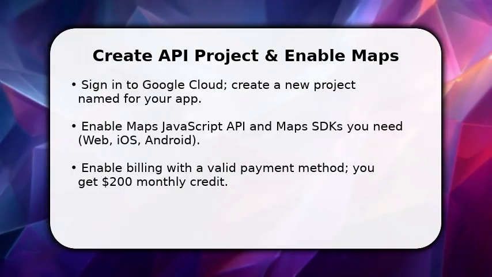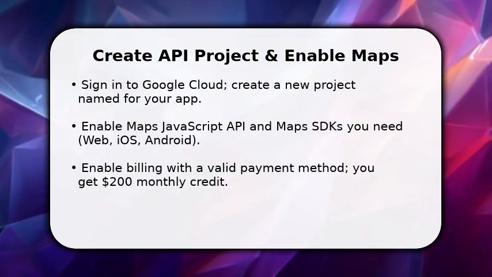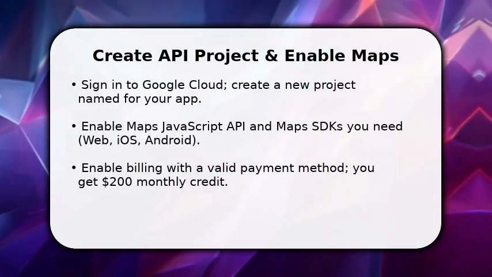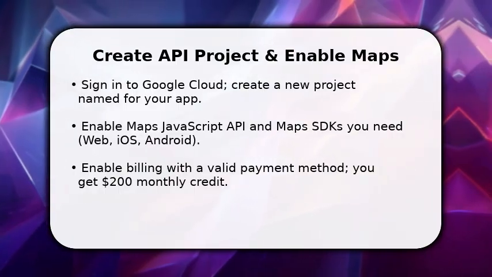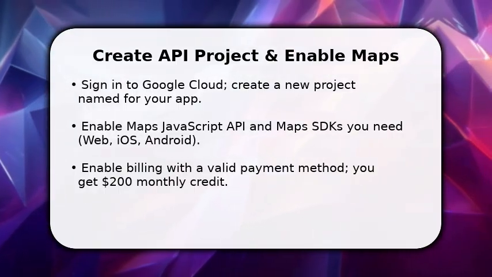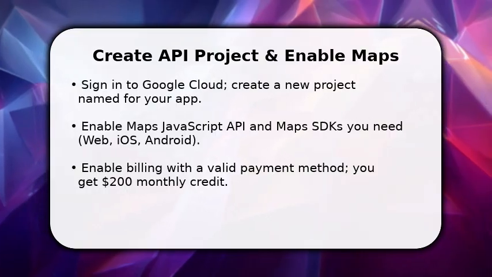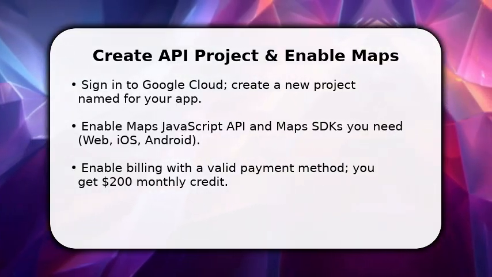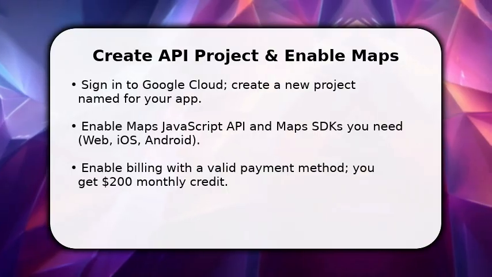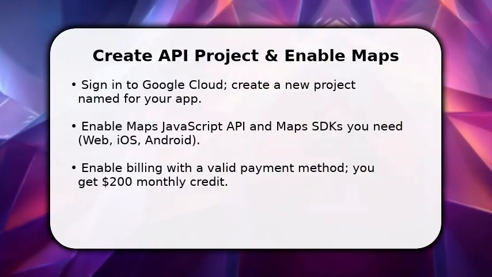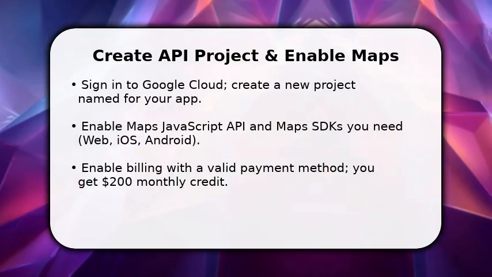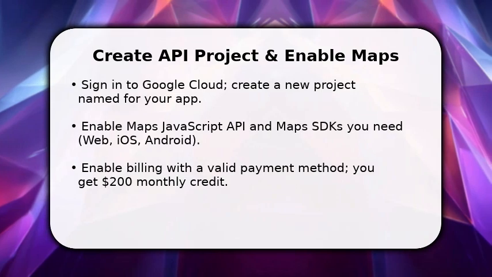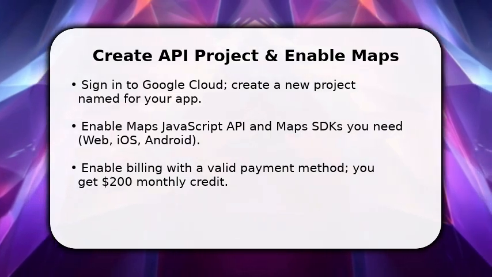You start by creating a focused project in Google Cloud so your key is scoped and manageable. Once done, enable the Maps JavaScript API and any SDKs your app will call. This activates service quotas. Make sure billing is set up with a valid payment method because Maps needs billing even with the free $200 monthly credit. You do this now to avoid runtime denials and to keep usage tied to the correct project and billing account for observability and cost control.